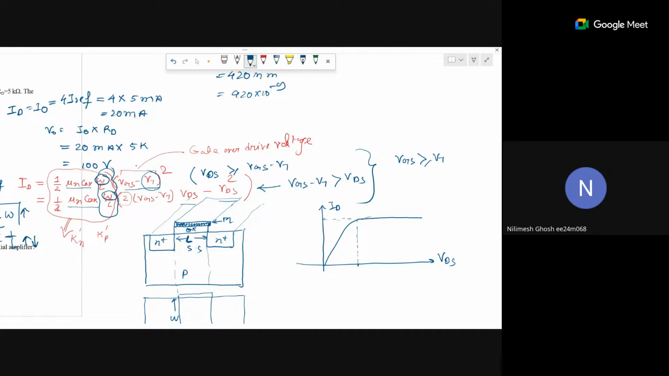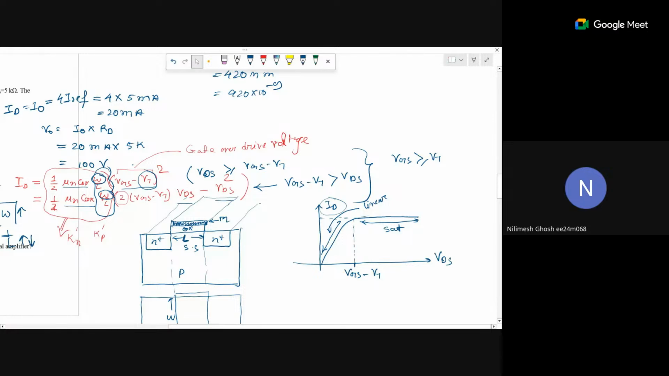Do you know what is the point? This point is VGS minus VT. This region is called linear or triode, and this region is called saturation. Now you can say that in saturation, with increase of drain voltage, the drain current does not vary.